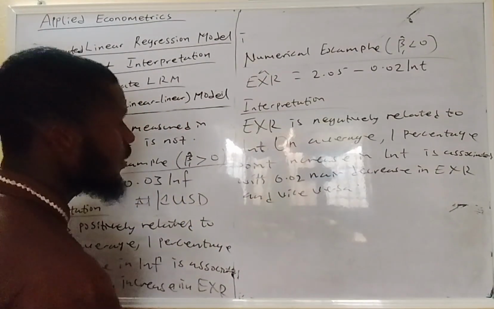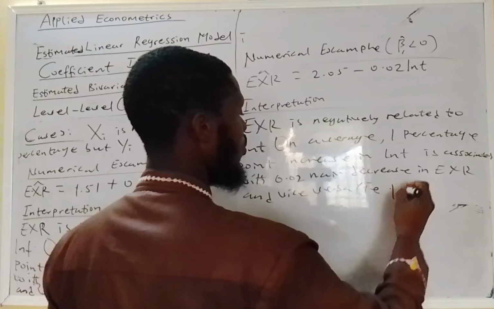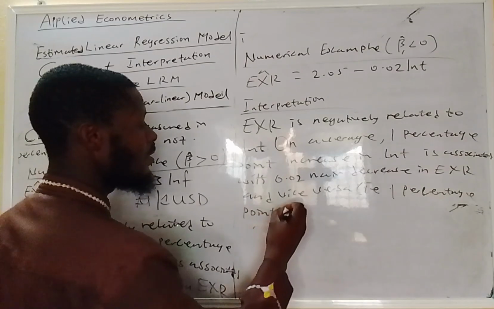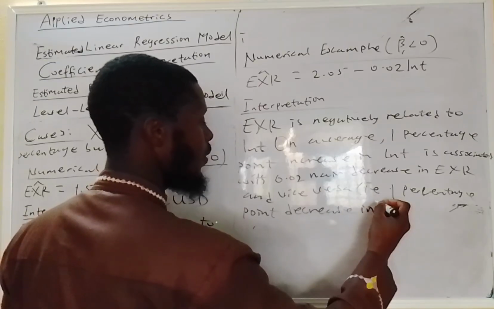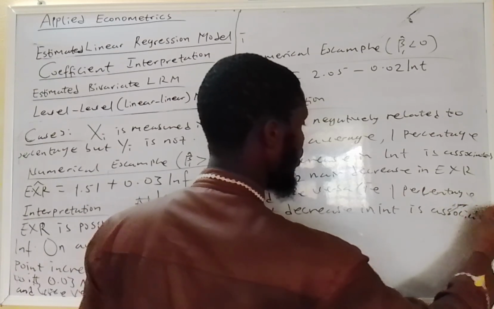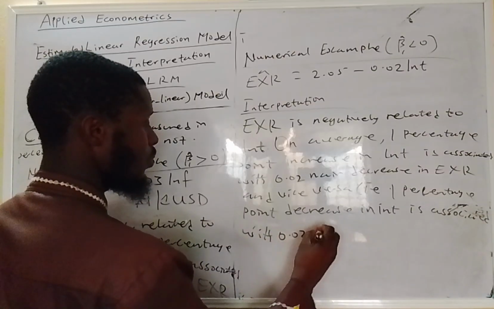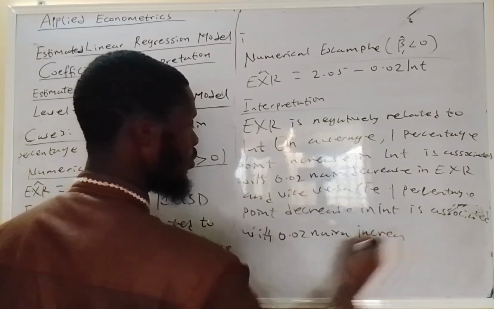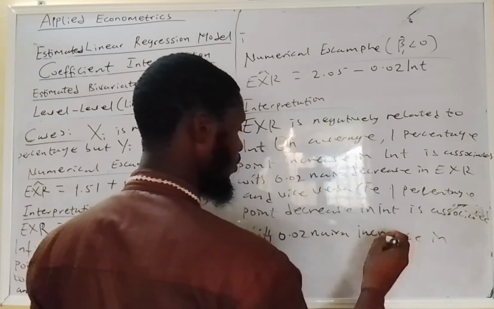Vice versa here implies that it can also be interpreted as a 1 percentage point decrease in interest rate is associated, because the coefficient is negative, with a 0.02 naira increase in exchange rate. So it goes in the opposite direction because of the sign, which is negative.